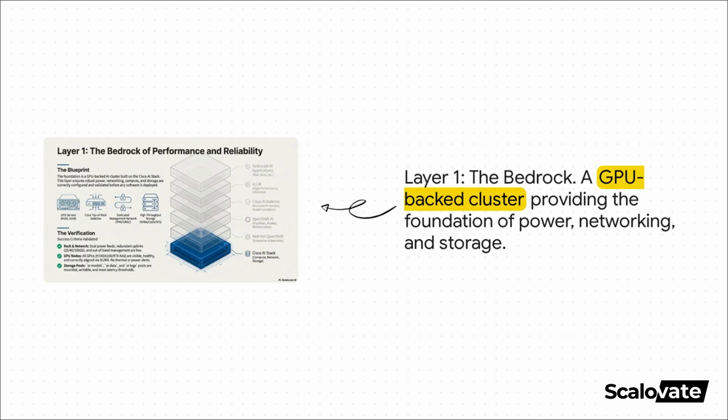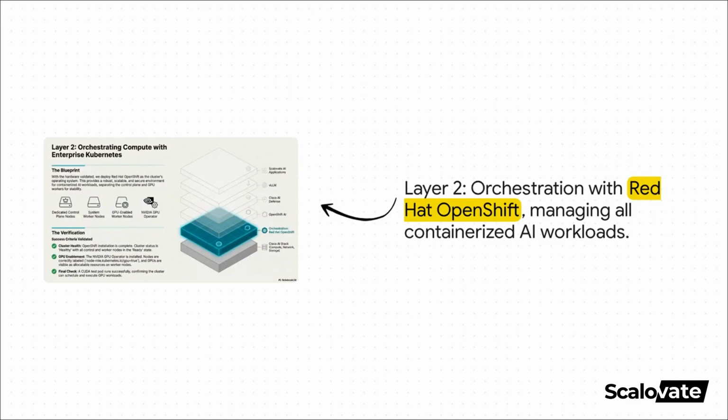This layer provides all the raw horsepower for everything else we're going to build on top. Now, on top of all that powerful hardware, you need a brain to manage it all. That's layer 2, the orchestration layer, where something like Red Hat OpenShift comes in. Think of it as the master operating system for your AI factory, making sure everything runs smoothly, securely, and can scale up when you need it to.